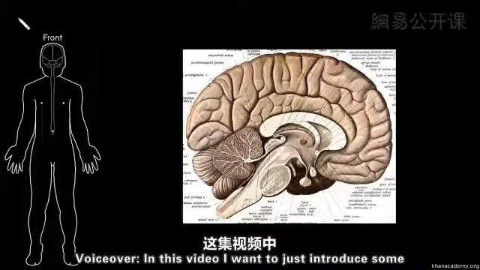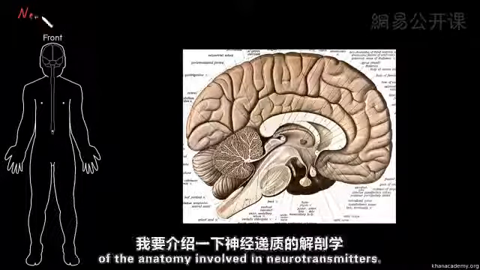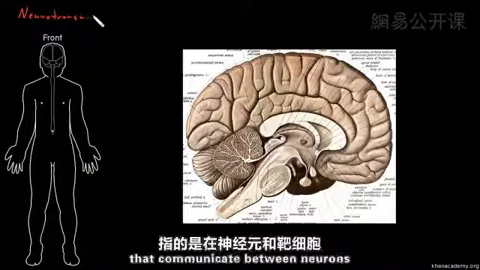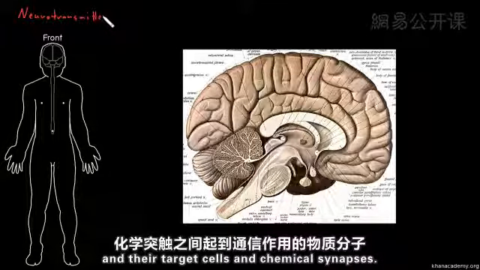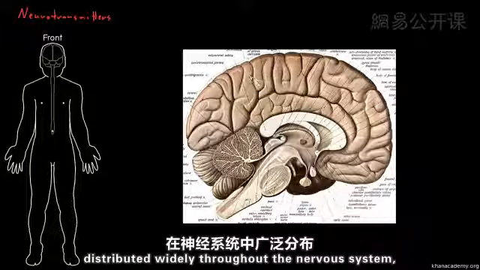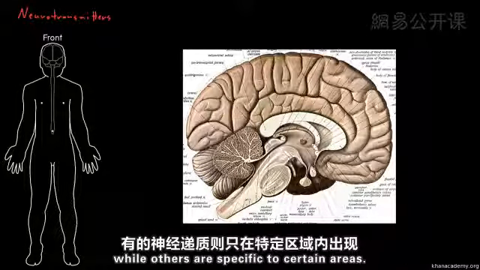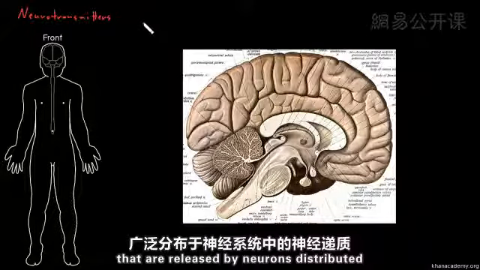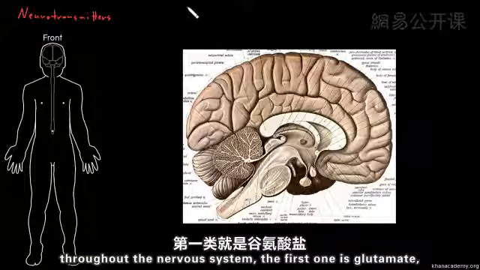In this video, I want to just introduce some of the anatomy involved in neurotransmitters. Recall that neurotransmitters are molecules that communicate between neurons and their target cells at chemical synapses. And some neurotransmitters are released by neurons distributed widely throughout the nervous system, while others are more specific to certain areas.